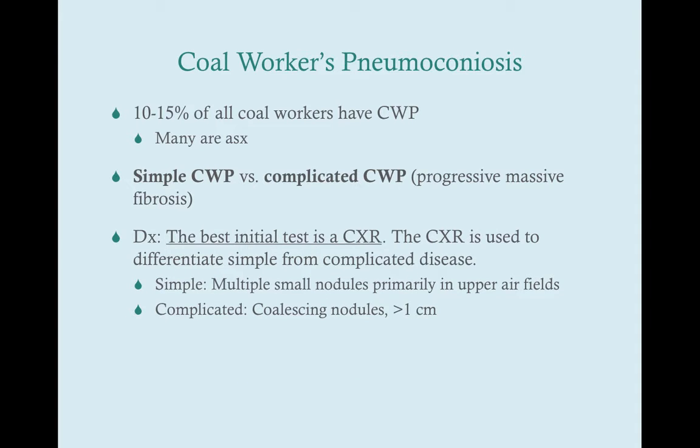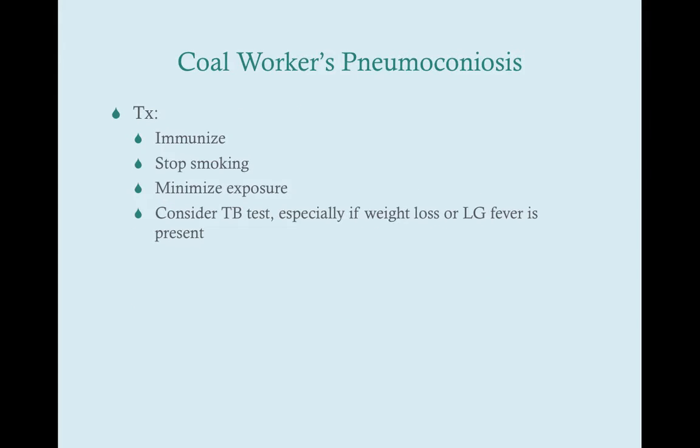So once you get that chest x-ray, again, you're pretty much using the same criteria you use for silicosis. Multiple small nodules, primarily in the upper lung fields, would be simple, and complicated would be coalescing nodules, greater than 1 centimeter. So let's look at some images, also treatment.